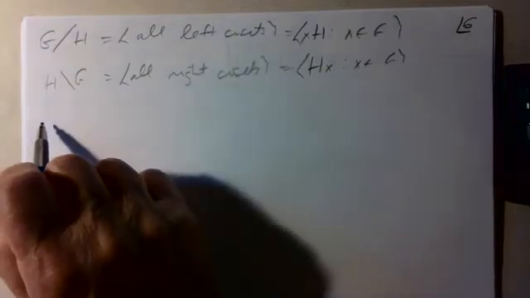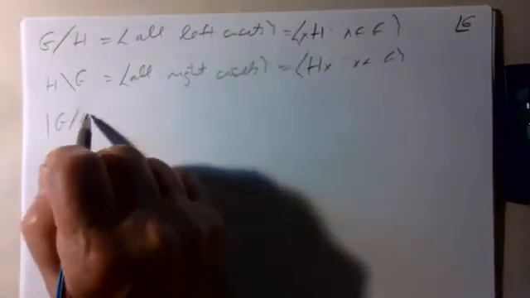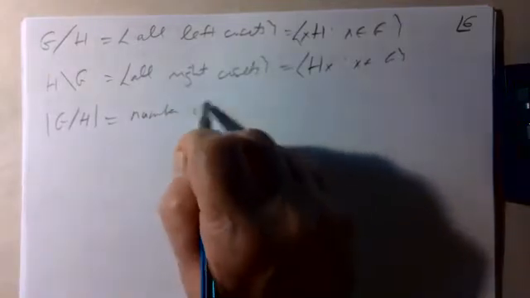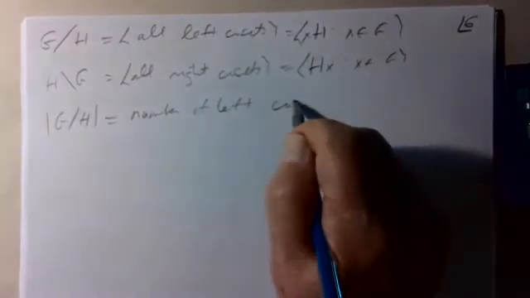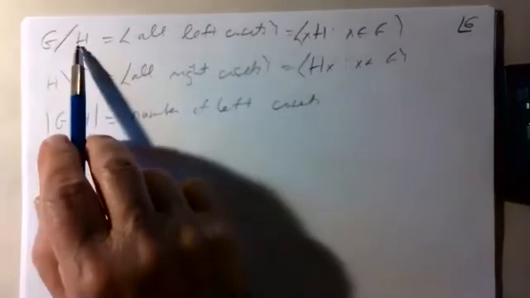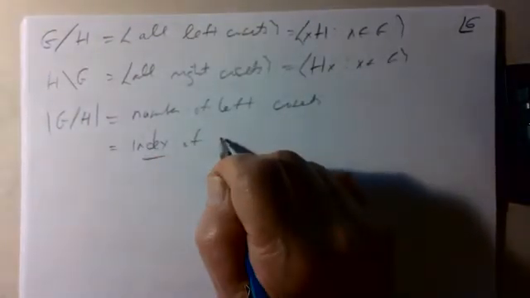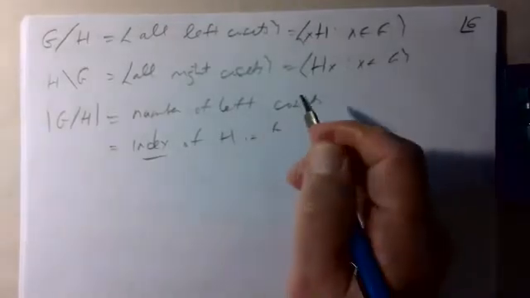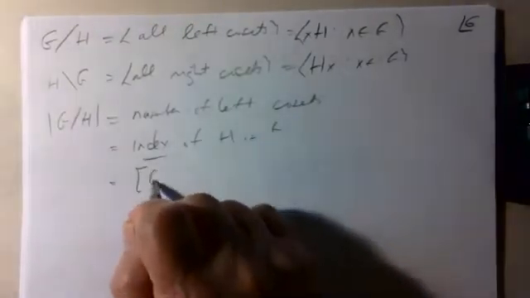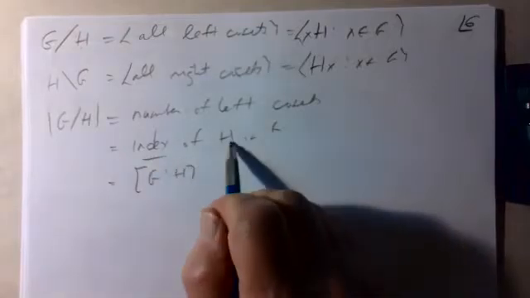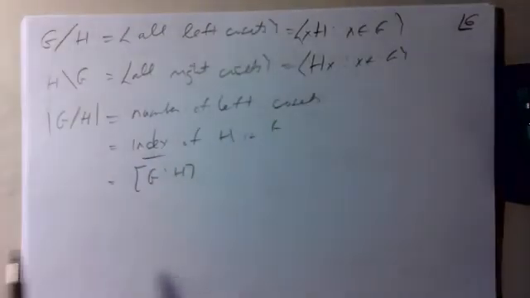And the cardinality, this is the number of left cosets, that is, the size of this set, is what is called the index of H in G. And it's denoted with square brackets [G:H] like this. So the index of a subgroup is the number of left cosets.